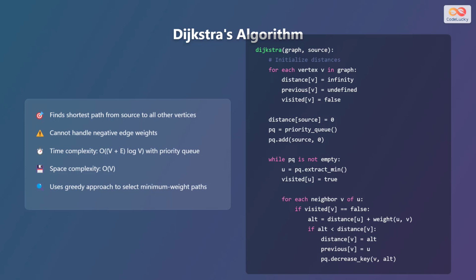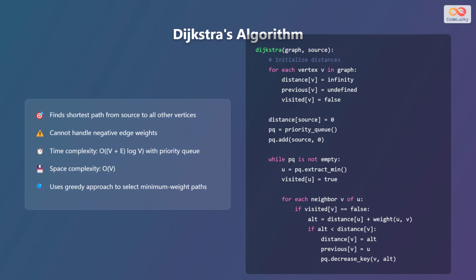Let's begin with Dijkstra's algorithm. This algorithm is designed to find the shortest path from a source vertex to all other vertices in a graph. A critical point to remember is that Dijkstra's algorithm cannot handle negative edge weights. The time complexity of Dijkstra's algorithm is typically O((V + E) log V), where V is the number of vertices and E is the number of edges, when implemented using a priority queue. The space complexity is O(V), as it needs to maintain distances for each vertex.